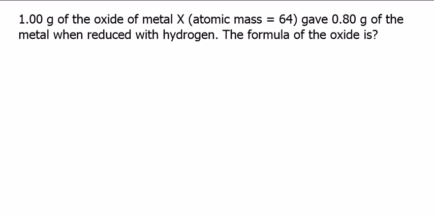1.00 grams of the oxide of metal X, whose atomic mass is 64, gave 0.80 grams of the metal when reduced with hydrogen. The formula of the oxide is unknown. Solution.